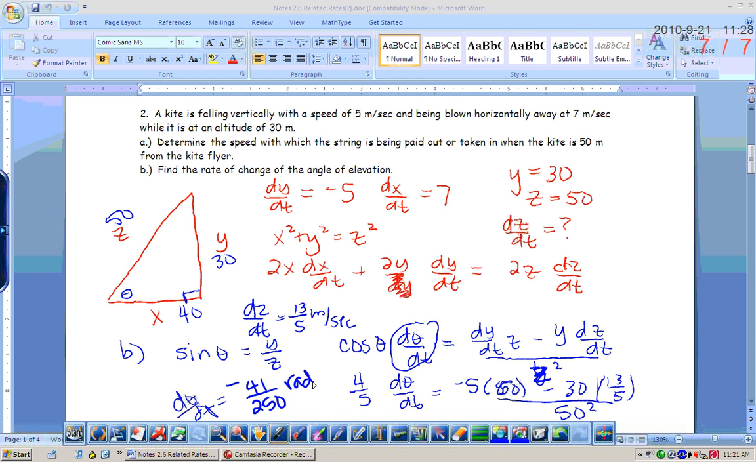Yeah, anytime you're looking for the rate of change of an angle, it's always going to be radians per unit time. And no, it's d theta dt.